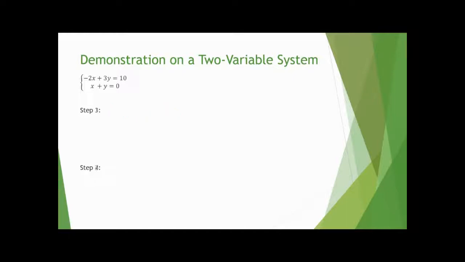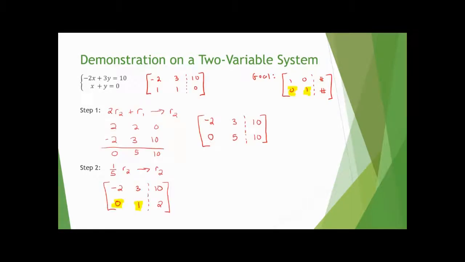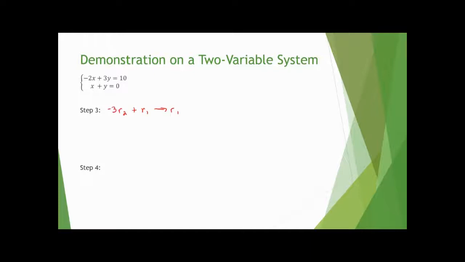So -3 times row 2. That would be 0 times -3, 1 times -3, and 2 times -3. So that's the second row. So that is 0, -3, -6. I'm adding it to row 1, which is -2 and 10. So that gives me -2, 0, 10 minus 6 is 4.